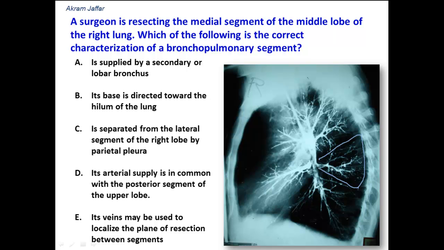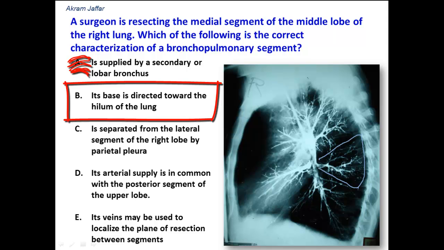A: The medial bronchopulmonary segment of the middle lobe. The middle lobe of the right lung has two segments, a medial segment and a lateral segment. So the medial bronchopulmonary segment of the middle lobe of the right lung is supplied by a secondary or lobar bronchus? No, it is not supplied by a lobar bronchus. It is supplied by a segmental bronchus, because the lobar bronchus supplies a lobe. It supplies the middle lobe itself and then divides into medial and lateral bronchopulmonary segments. So this option is wrong.